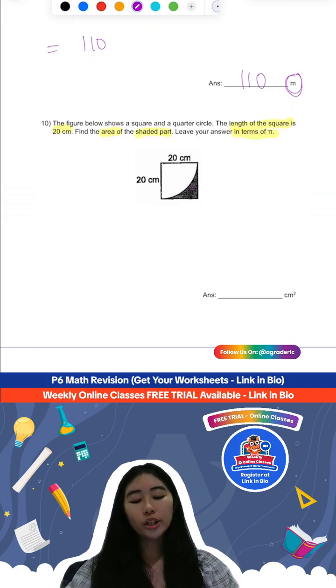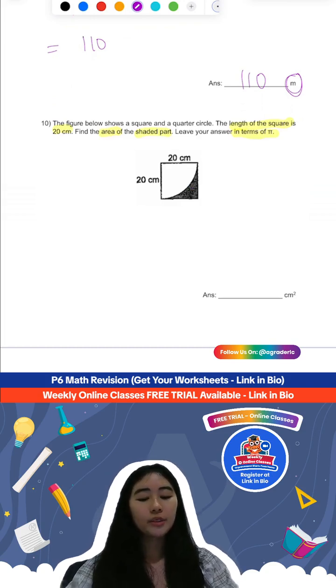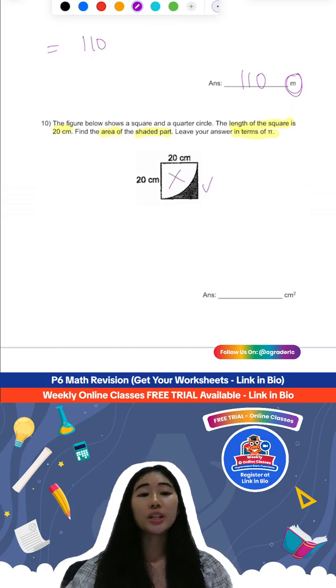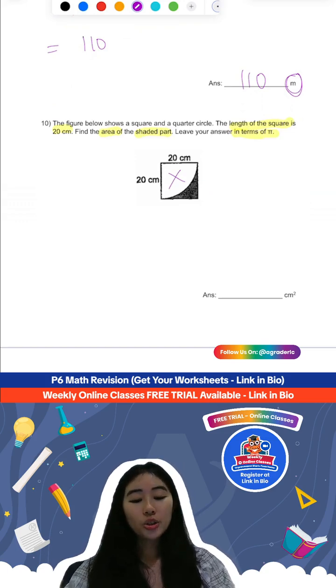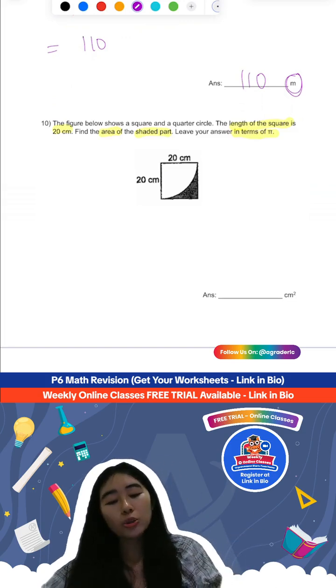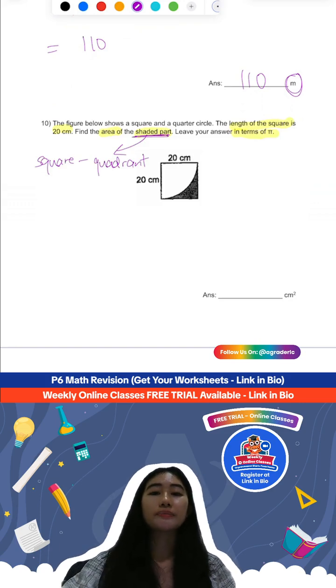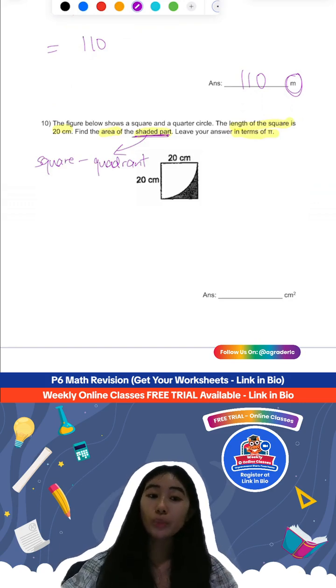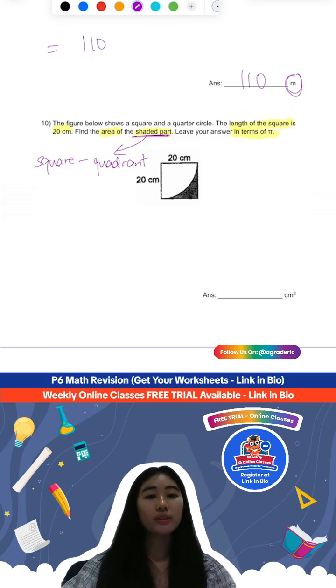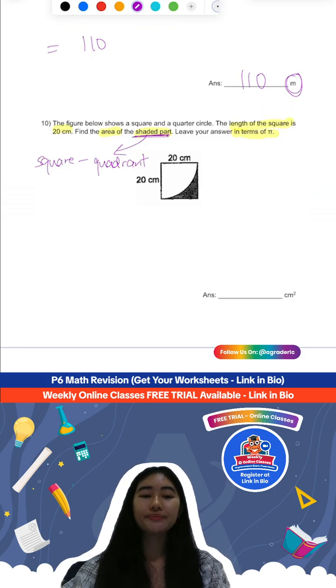So what's the general idea to get the shaded part? You're supposed to take the entire square and then minus the quarter circle, then you are able to get the shaded part. All right, so make sure you have the general idea first, and then you should write it down. So for the shaded part, your strategy is to take the square minus your quadrant. Quadrant just means quarter circle. Okay, so you know that you need to find these two things separately. You should find the square first. So what is the area of a square? How do you find the area of the square?